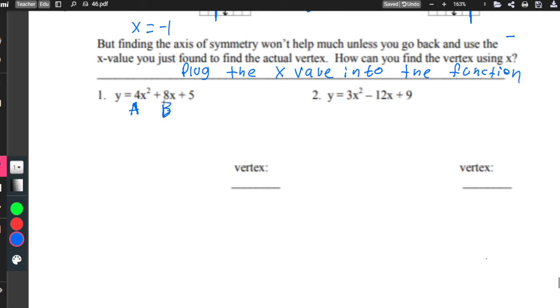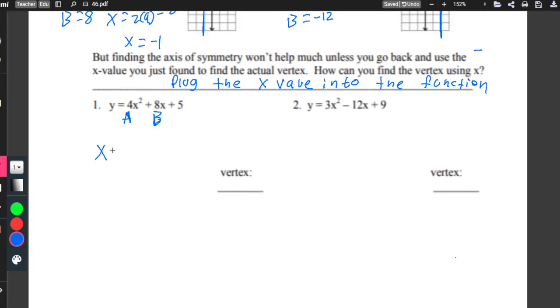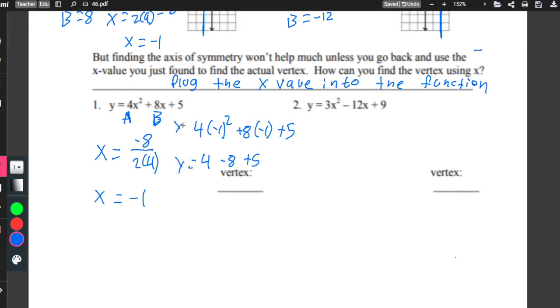So b equals 8. So using our equation, x equals negative 8 over 2 times 4. We get x equals negative 1 again. When we plug negative 1 into the equation, we'll get 4 times negative 1 squared plus 8 times negative 1 plus 5. So that's going to be 4 minus 8 plus 5. So y equals, that means y equals positive 1. Our vertex is at negative 1, positive 1.